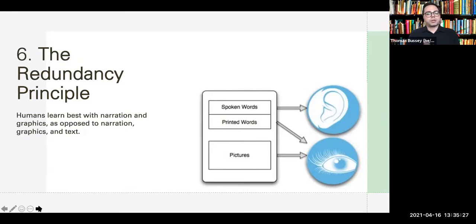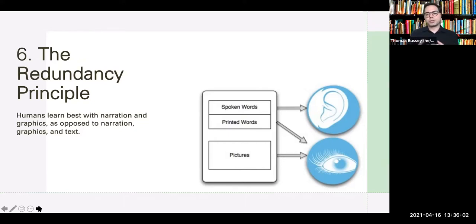The research in this area shows that students learn best when there's narration and visuals, right? Because both channels can be activated, and efficiently you can get more information into working memory in that way. However, if you have narration, graphics, and text, the text competes with the graphics. And so therefore, if we can simplify and essentially reduce the amount of text that's being presented to students and supplement the text with narration, that's shown to improve student learning.